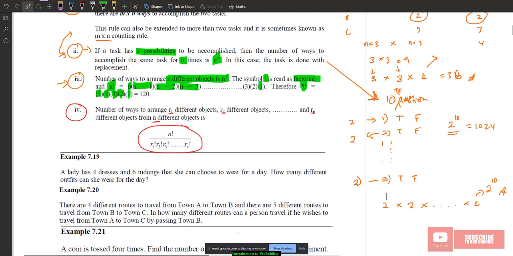For formula number 3, if you have n different objects and you want to rearrange those objects, you can use n factorial, because you have different objects. If you have a repeated object, you need to use this formula.